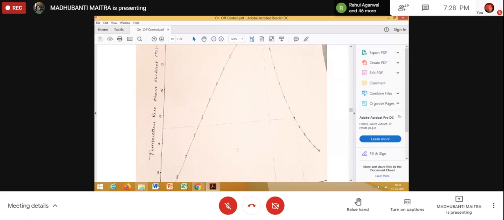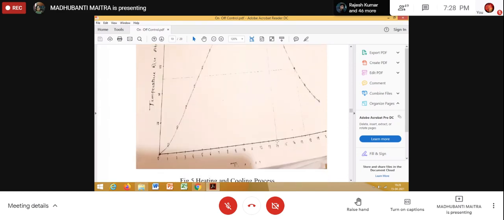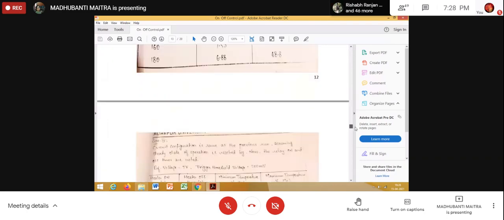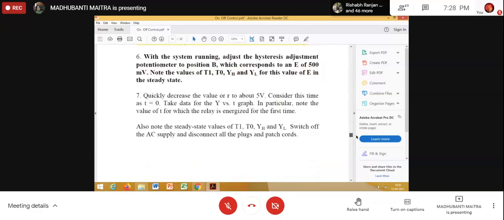Anyway, they have calculated the heating time constant and cooling time constant from this particular plot, considering this time instant to be, I guess, time t equal to 0. I'll give you the report. I'm not discussing the report itself.